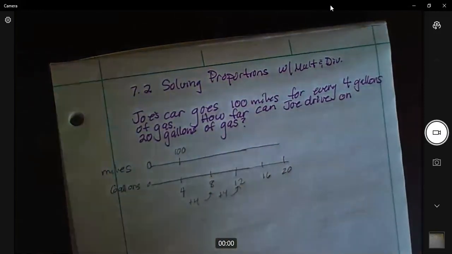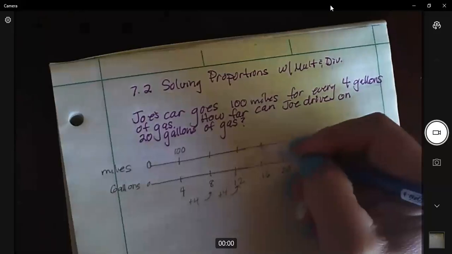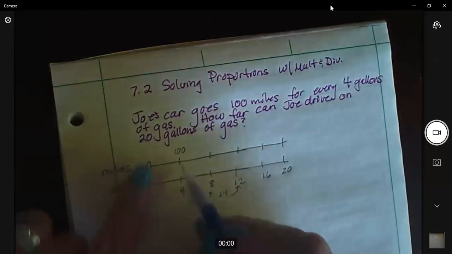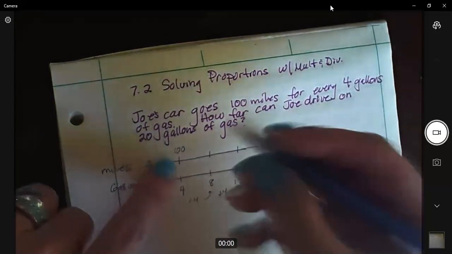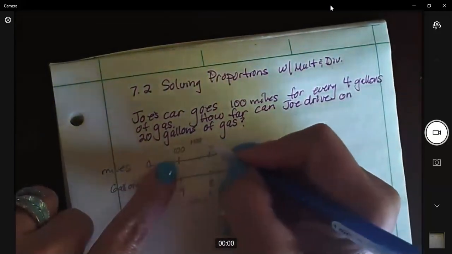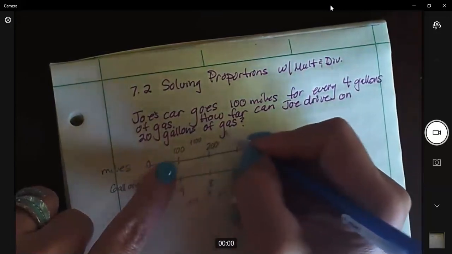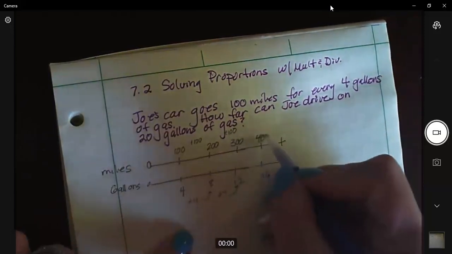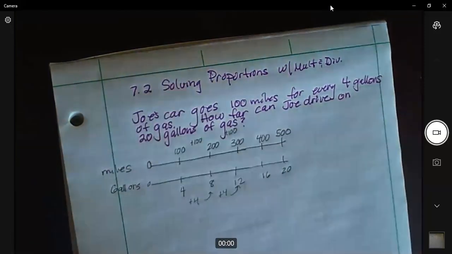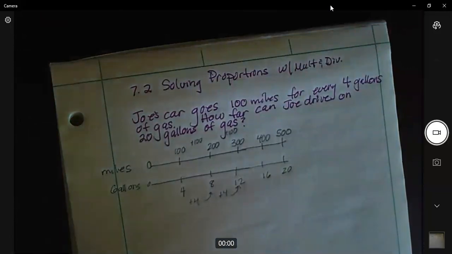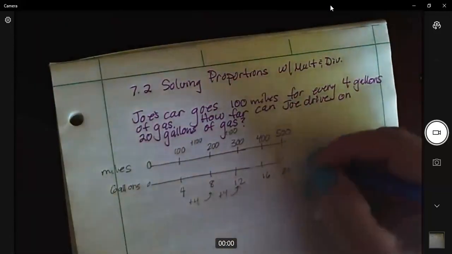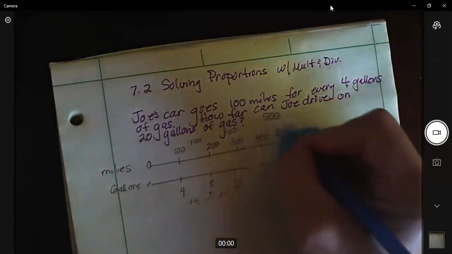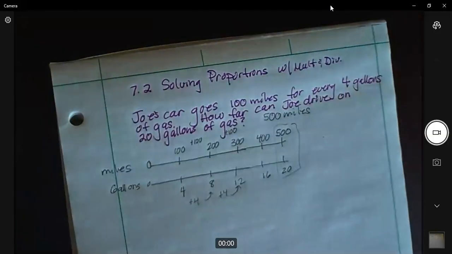Because we're keeping this in proportion, I have 100, so this is 4 to 100, so I add 100 here. We add 100, and we would have 200. We add 100 again, and we would be at 300, 400, 500. So the question is, how far can Joe drive on 20 gallons? Well, here we are at 500 miles. So the answer would be 500 miles. Don't forget to label it, using a double number line.